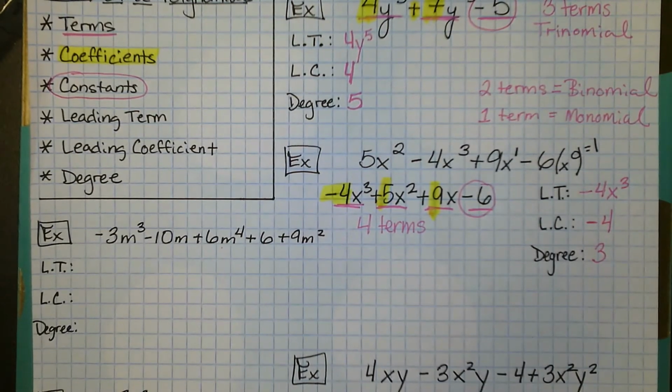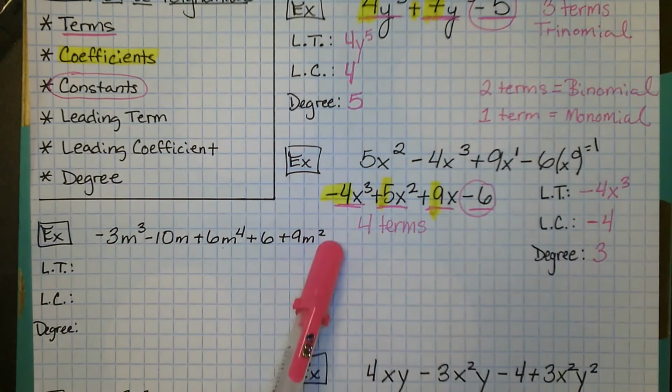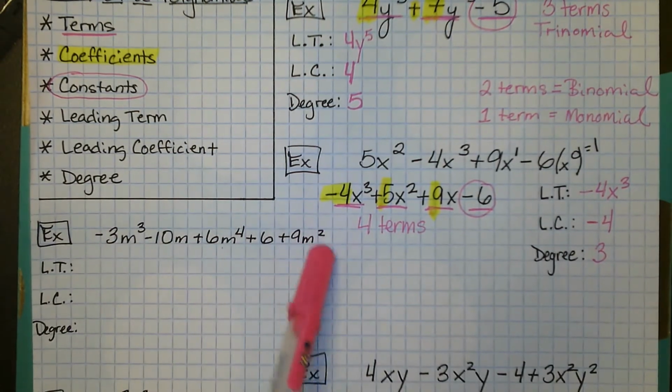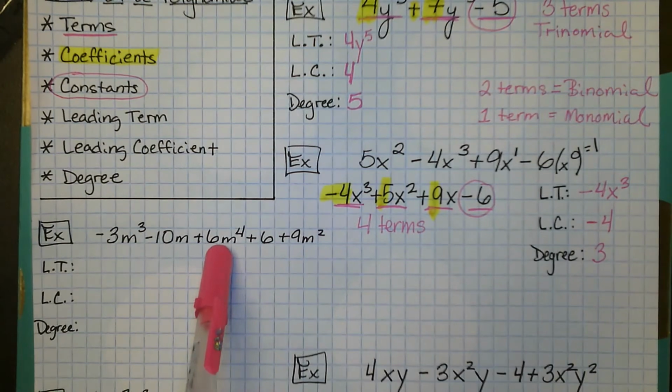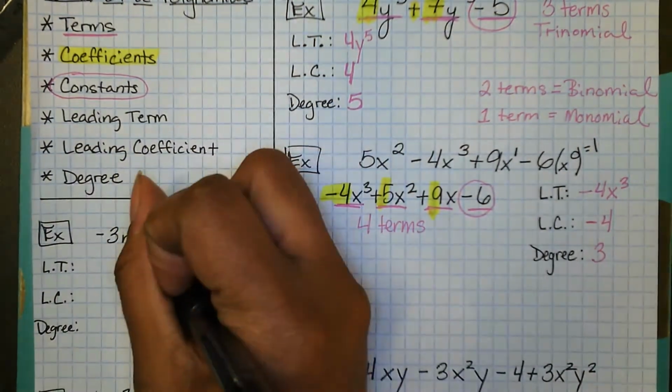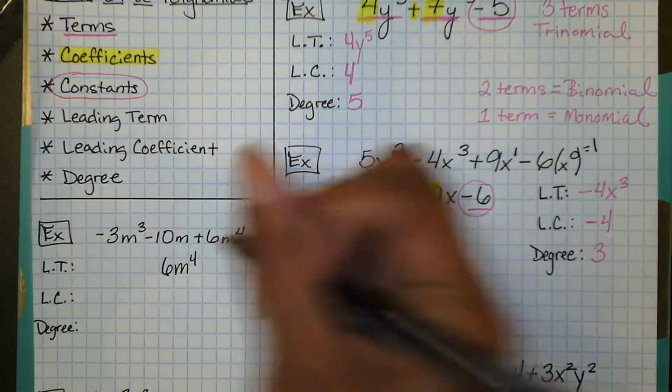For the next example, we're going to do the exact same thing. We need to first make sure the polynomial is in standard form, and then we will identify all of the important parts. Looking at the number of terms, the highest exponent is m to the 4th power. So that should be our first term, 6m to the 4th.